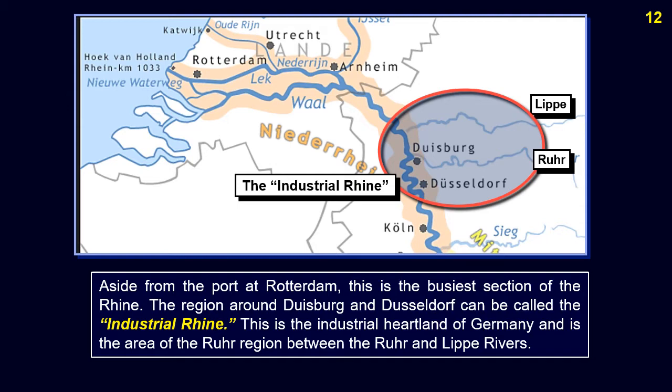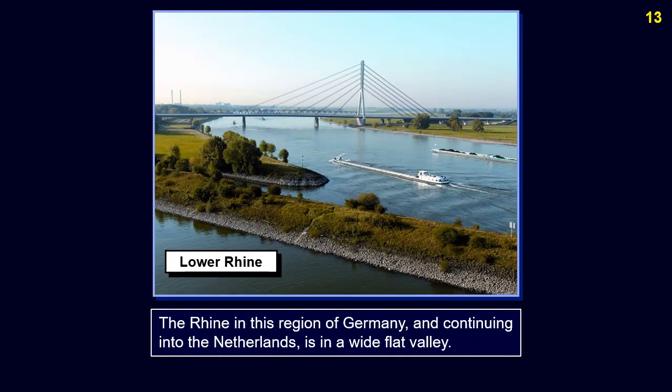The region around Duisburg and Düsseldorf can be called the Industrial Rhine. This is the industrial heartland of Germany, and is the area of the Ruhr region between the Ruhr and Lippe rivers. The Rhine in this region of Germany, and continuing into the Netherlands, is in a wide flat valley.